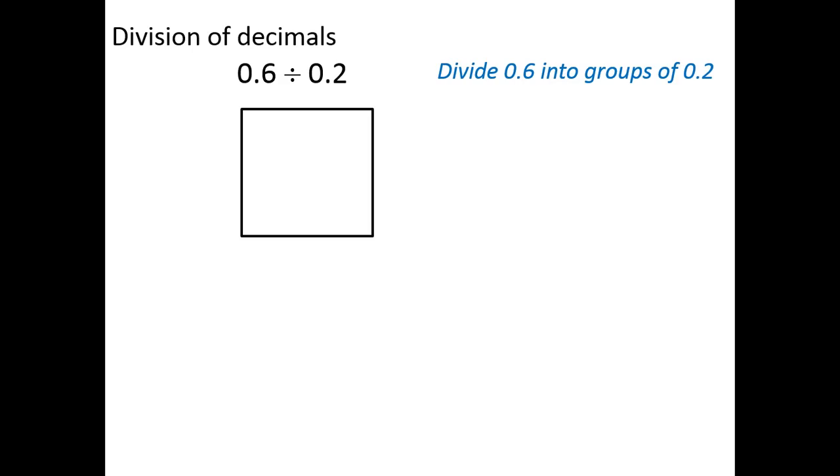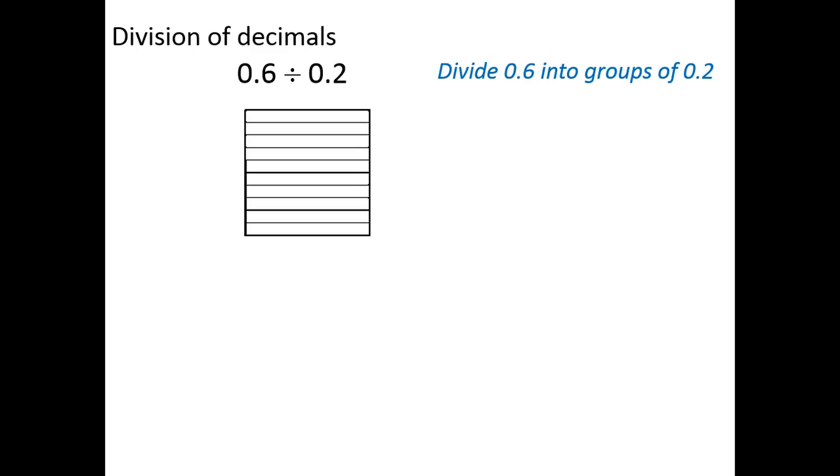Now think about some of the models we've looked at already with decimals. If I consider that square to be a whole and then divide it up into 10 equal pieces, each of those 10 pieces is a tenth. So I'm starting with 6/10 and I want to divide it into groups that each contain 2/10. How many groups do I end up with? Well, there's one group with 2/10 in it, two groups with 2/10, and three groups with 2/10. So since I end up with three groups each containing 2/10, I know that 6/10 divided by 2/10 is 3.